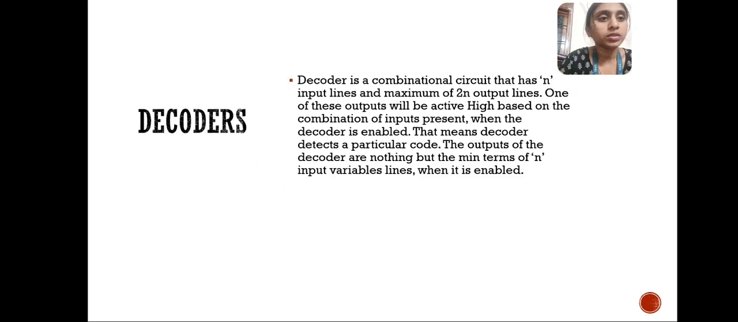A decoder is a combinational circuit that has n input lines and a maximum of 2^n output lines. One of these outputs will be active high based on the combination of inputs present when the decoder is enabled. That means the decoder detects a particular code. The outputs of the decoder are nothing but the min terms of the n input variable lines, when it is enabled. So we will have n input lines and 2^n output lines in the decoder. This is the major difference between encoder and decoder.